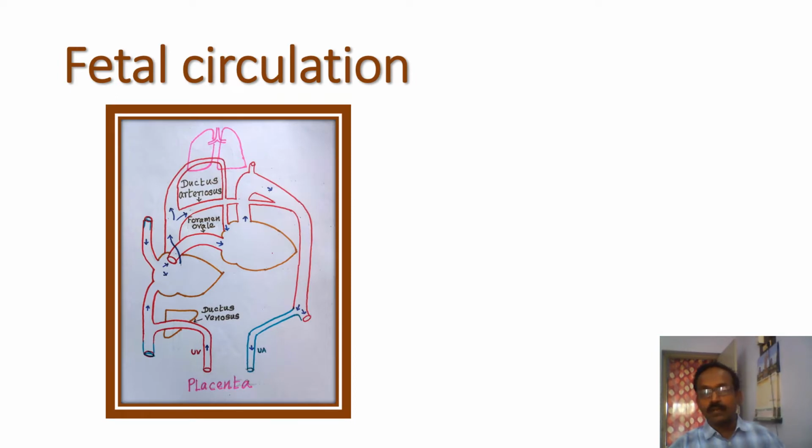This diagram depicts a fetal circulation. Fetus receives the blood from the placenta through the umbilical vein. Some of the blood is passed through the liver and a major amount of the blood is passing through the ductus venosus. Ductus venosus enters into the inferior vena cava. Ductus venosus oxygenated blood enters into the inferior vena cava.